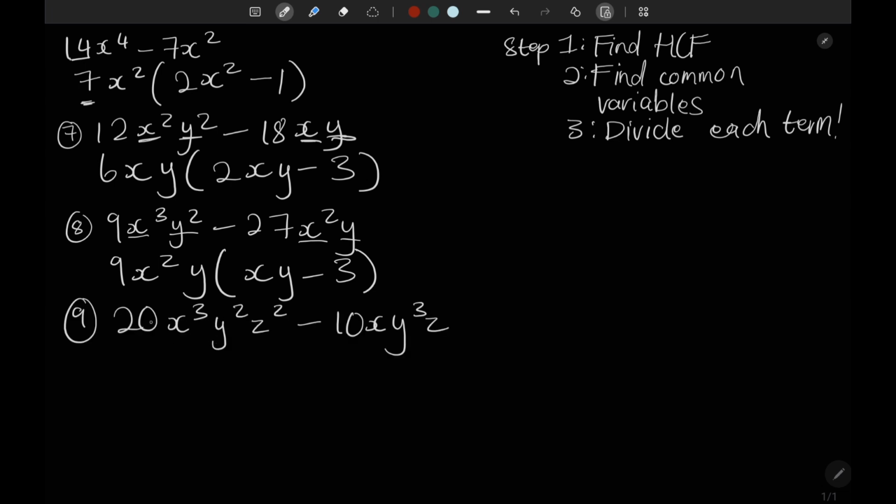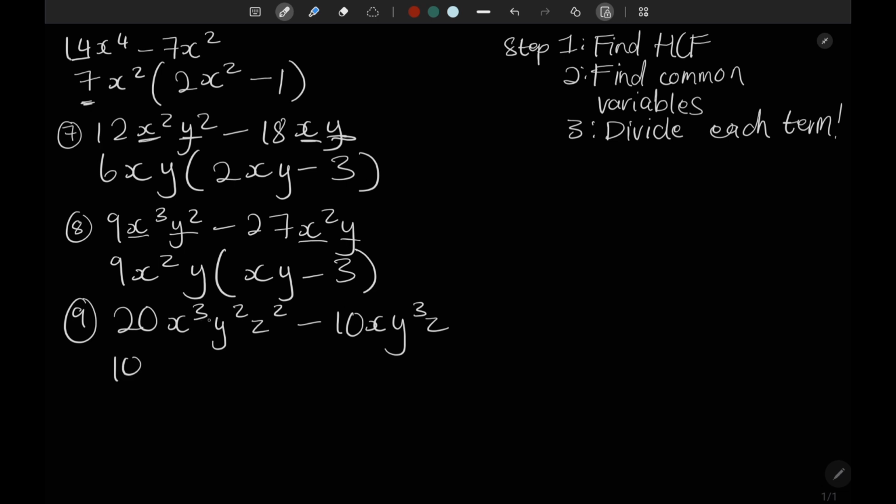20x cubed y squared z squared minus 10xy cubed z. So how do we solve this? Step 1, find the HCF. 20 and 10, which number can go into 20 and 10 without leaving a remainder? This one is pretty obvious. You have 10. Now let's move to the variables.